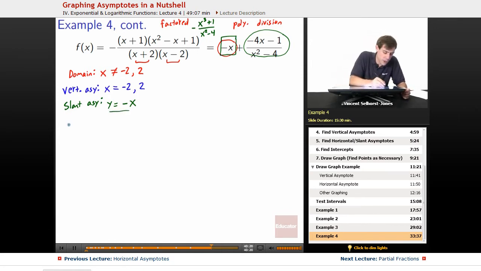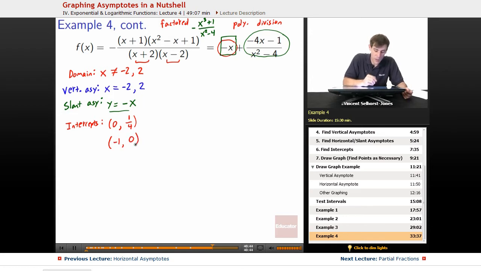And we might want to know the intercepts just because they're not too hard to grab. For the y-intercept, we plug in 0. 0 plugs in negative 0 plus 1 over 0 minus 4. So negative 1 over negative 4 becomes positive 1/4. Let's plug in some other ones. Negative 1 and 0. We can figure that one out because if we plug in negative 1 here, the whole top goes to 0. So that's our x-axis intercept.